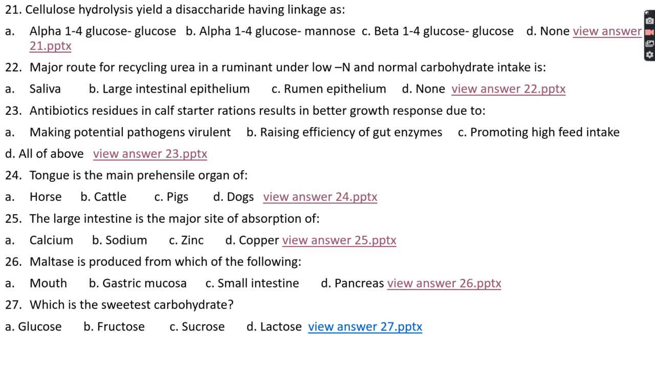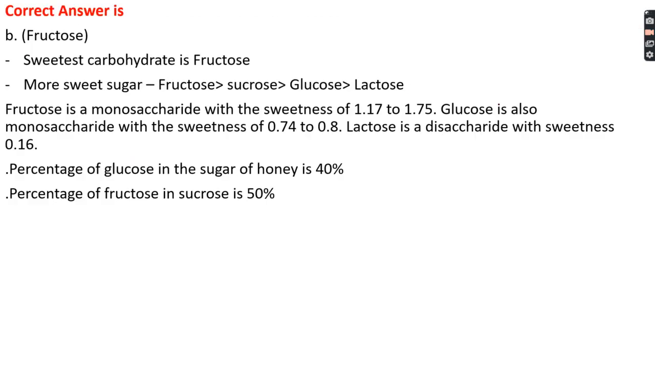Question number 27. Which is the sweetest carbohydrate? Option A, glucose. Option B, fructose. Option C, sucrose. Option D, lactose. The right answer is option B, that is fructose. The sweetest carbohydrate is fructose. Fructose is sweeter than sucrose. Sucrose is sweeter than glucose, and glucose is sweeter than lactose.